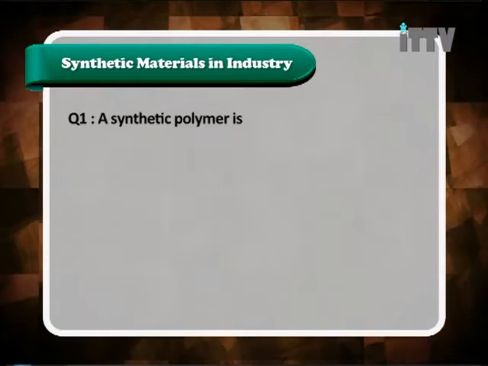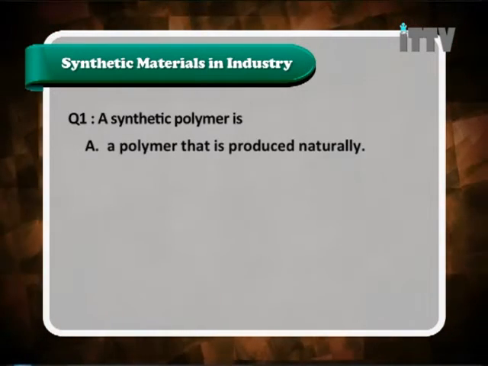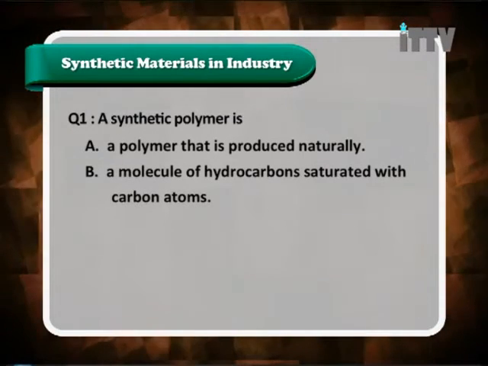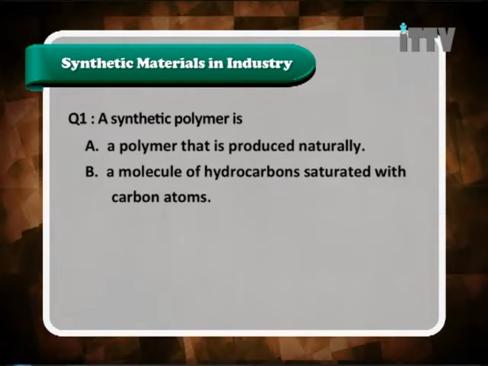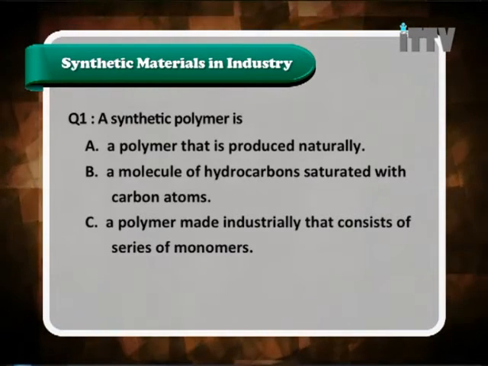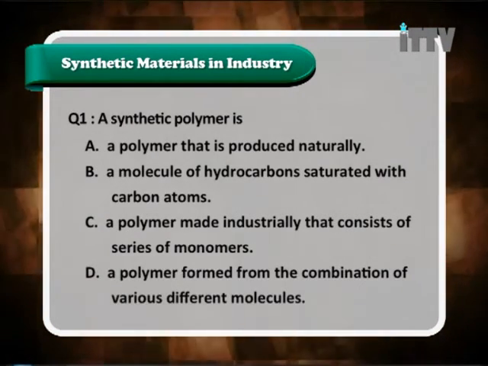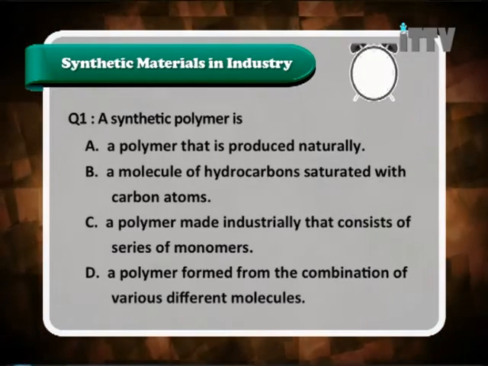Question 1. A synthetic polymer is: A, a polymer that is produced naturally; B, a molecule of hydrocarbons saturated with carbon atoms; C, a polymer made industrially that consists of a series of monomers; D, a polymer formed from a combination of various different molecules.